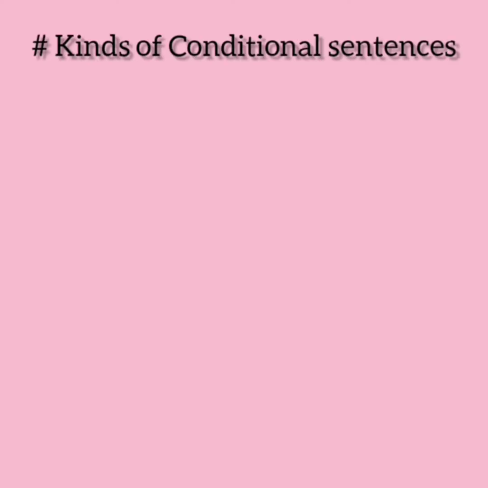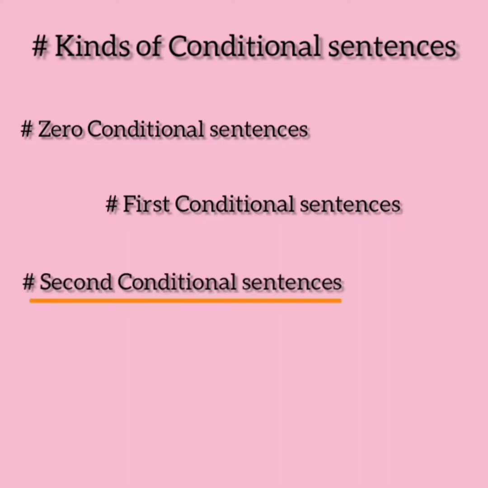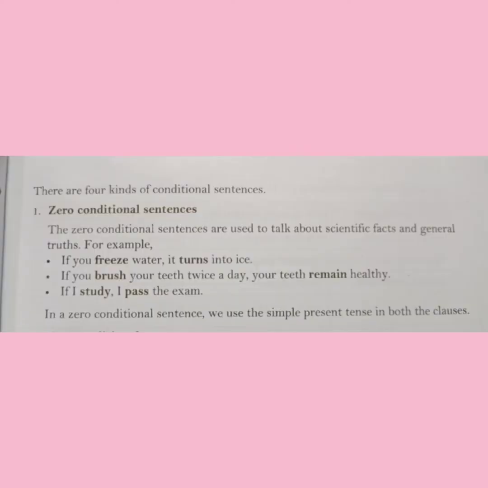Now, there are four kinds of conditional sentences: zero conditional sentences, first conditional sentences, second conditional sentences, and third conditional sentences. The zero conditional sentences are used to talk about scientific facts and general truths. For example, if you freeze water, it turns into ice.